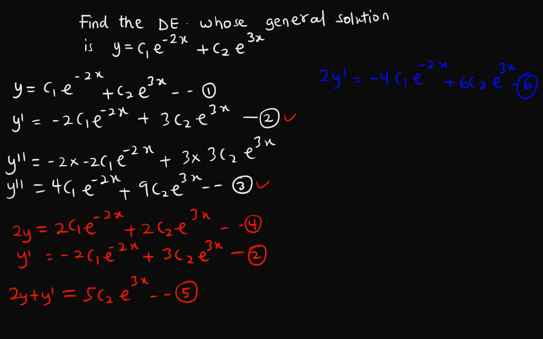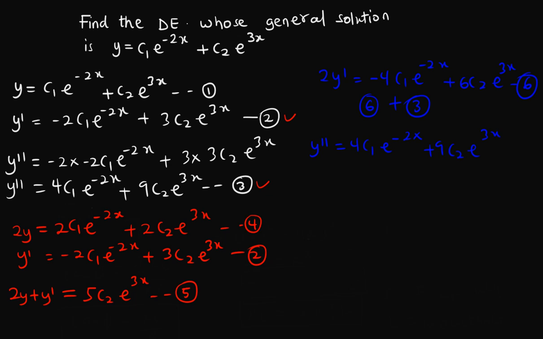Now looking at equation 6 and then equation 3, we want to eliminate c1. So what do you have to do? Add them. Equation 6 plus equation 3. Let me write the 2 there so that I will not get confused. I have equation 6 there already, so I'll write equation 3 again. For equation 3, I have y prime prime equals 4c1 e to the power minus 2x plus 9c2 e to the power 3x.